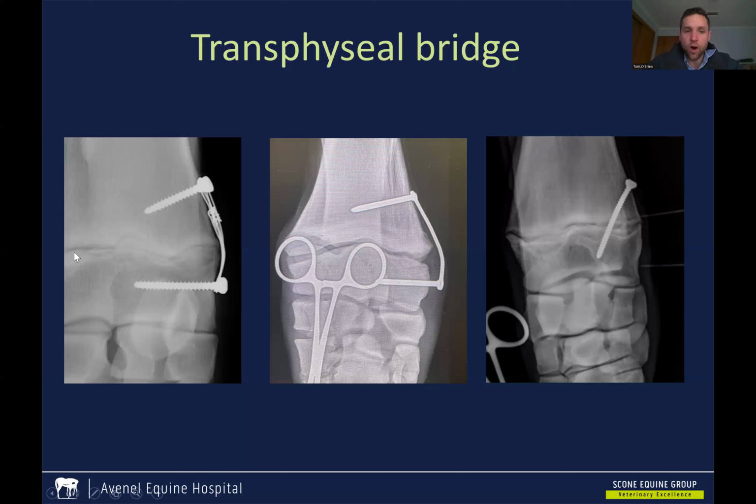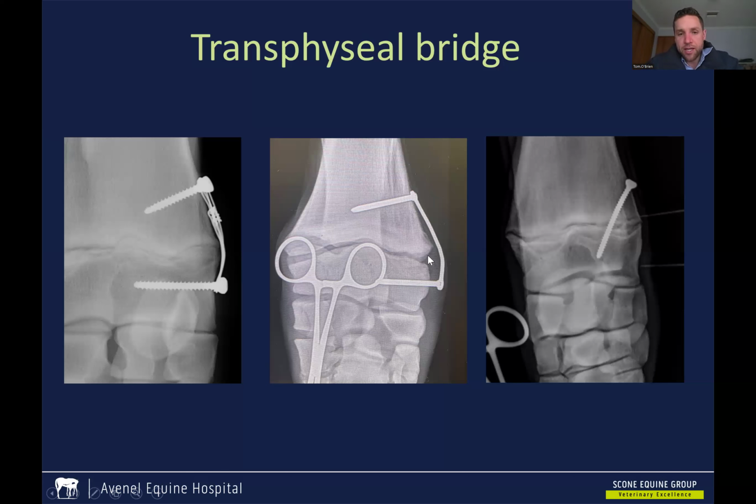But the reason why we do it this way in foals is because we don't want to interact with the cells across the physis too much. Now, I just said before that for a fetlock, we'd like to put a screw across the growth plate. We don't tend to see complications with that, but with carpal angular limb deformities in young foals, we know that if we put a screw directly across the growth plate, we can get premature closure of that growth plate. And so we don't want to do that. We tend to stay away from that.